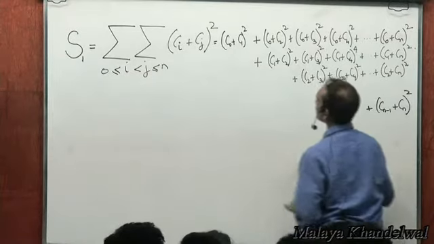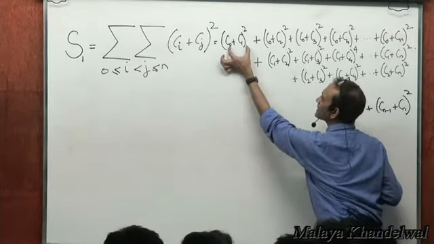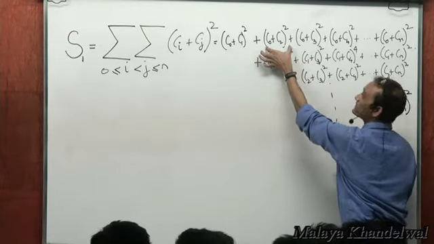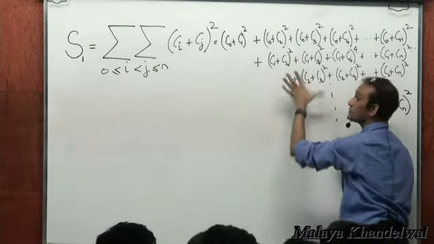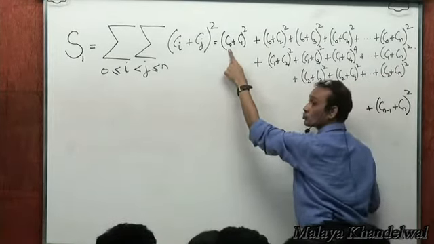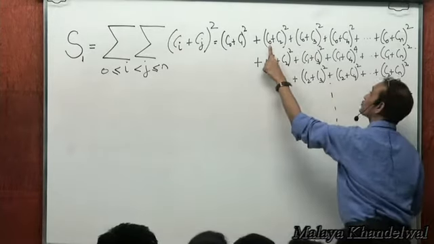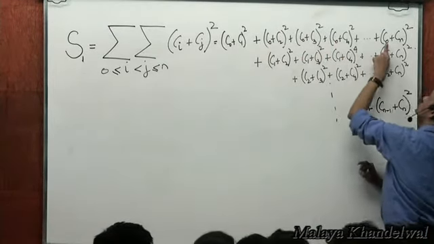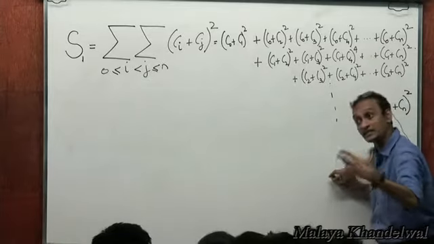See, realize when I expand this, it will give me C0 squared plus C1 squared plus 2 C0 C1, C0 squared plus C2 squared plus 2 C0 C2, etc. Now there is a C0 squared from here, a C0 squared from here, a C0 squared from here, and from here. That is n times C0 squared.